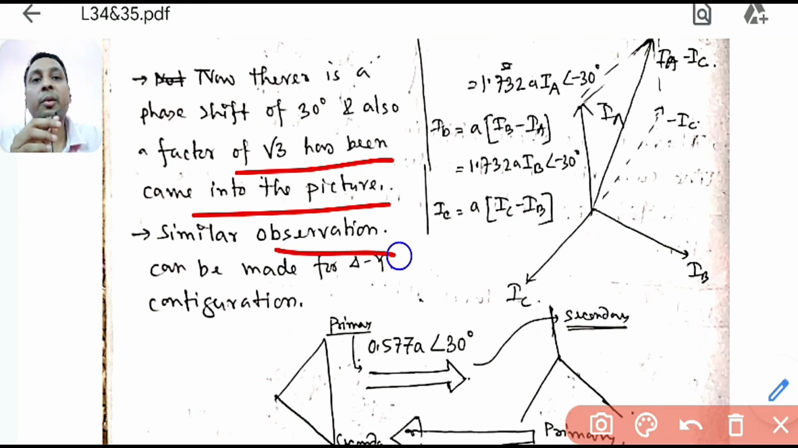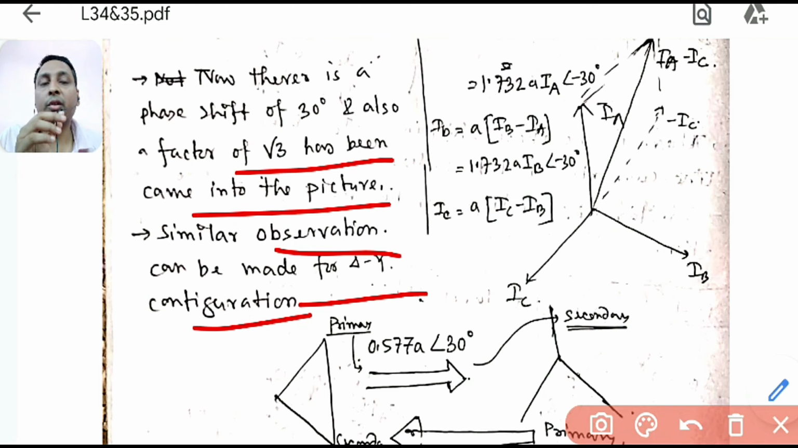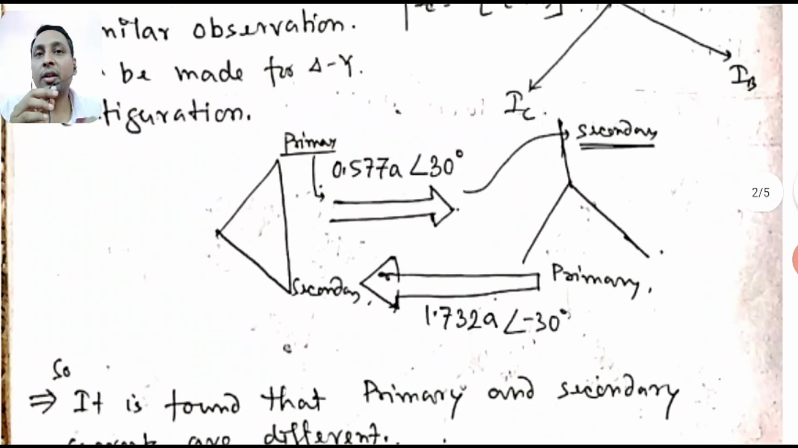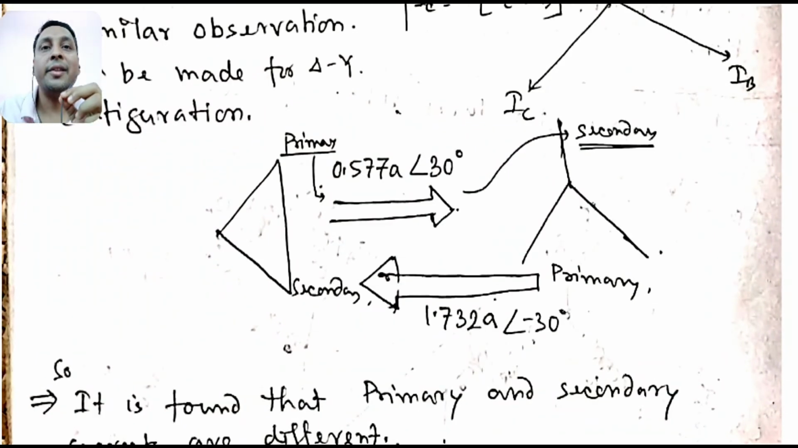One similar observation you can make for delta star configuration also. I am not showing it, but I am giving a standard formula you can remember. Again, what I am saying, this formula is not strictly to be followed, but this is the standard one. It depends on connection. If your connections are standard connection, then you can use this one. If in the question they change the connection, they give a transformer with different connection settings, then you have to cross check it.